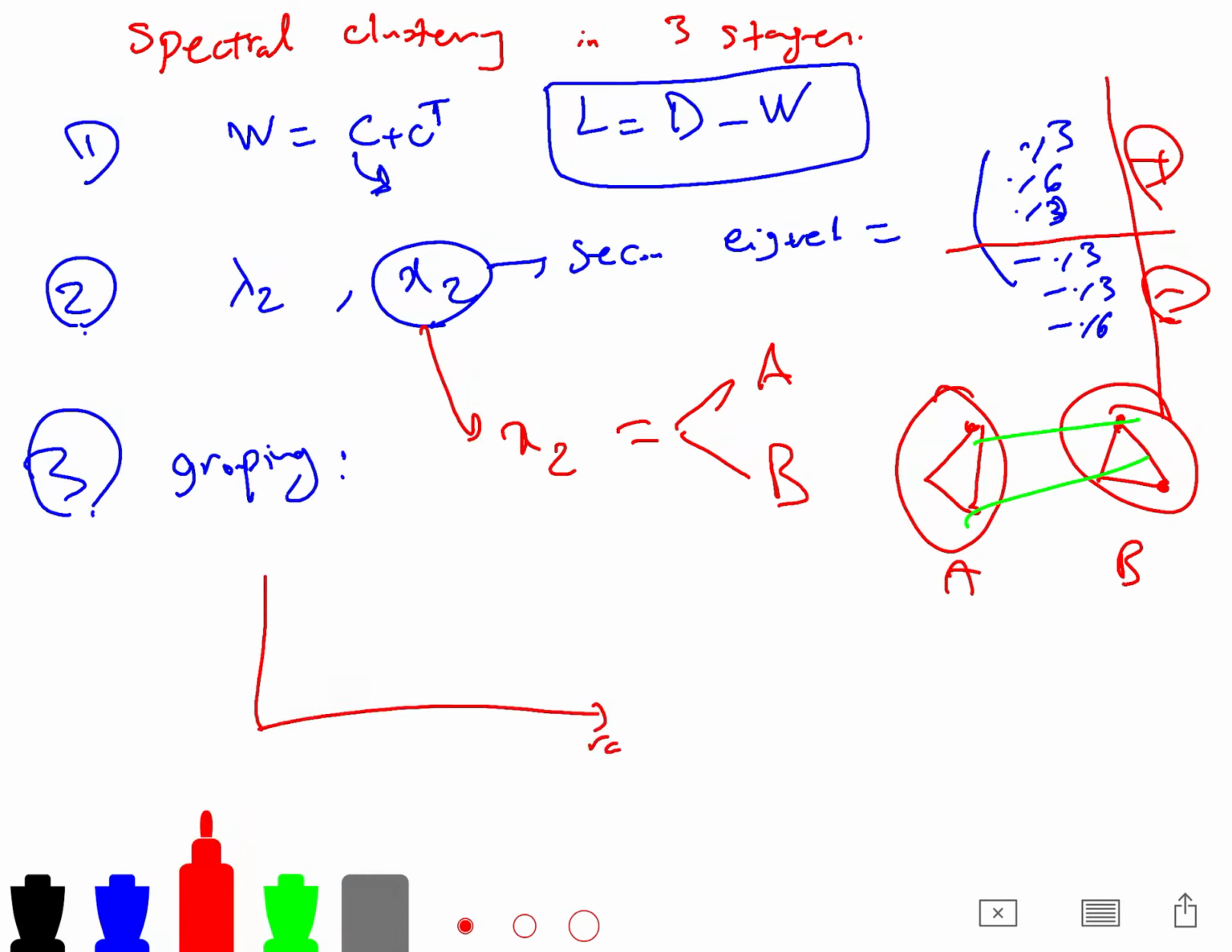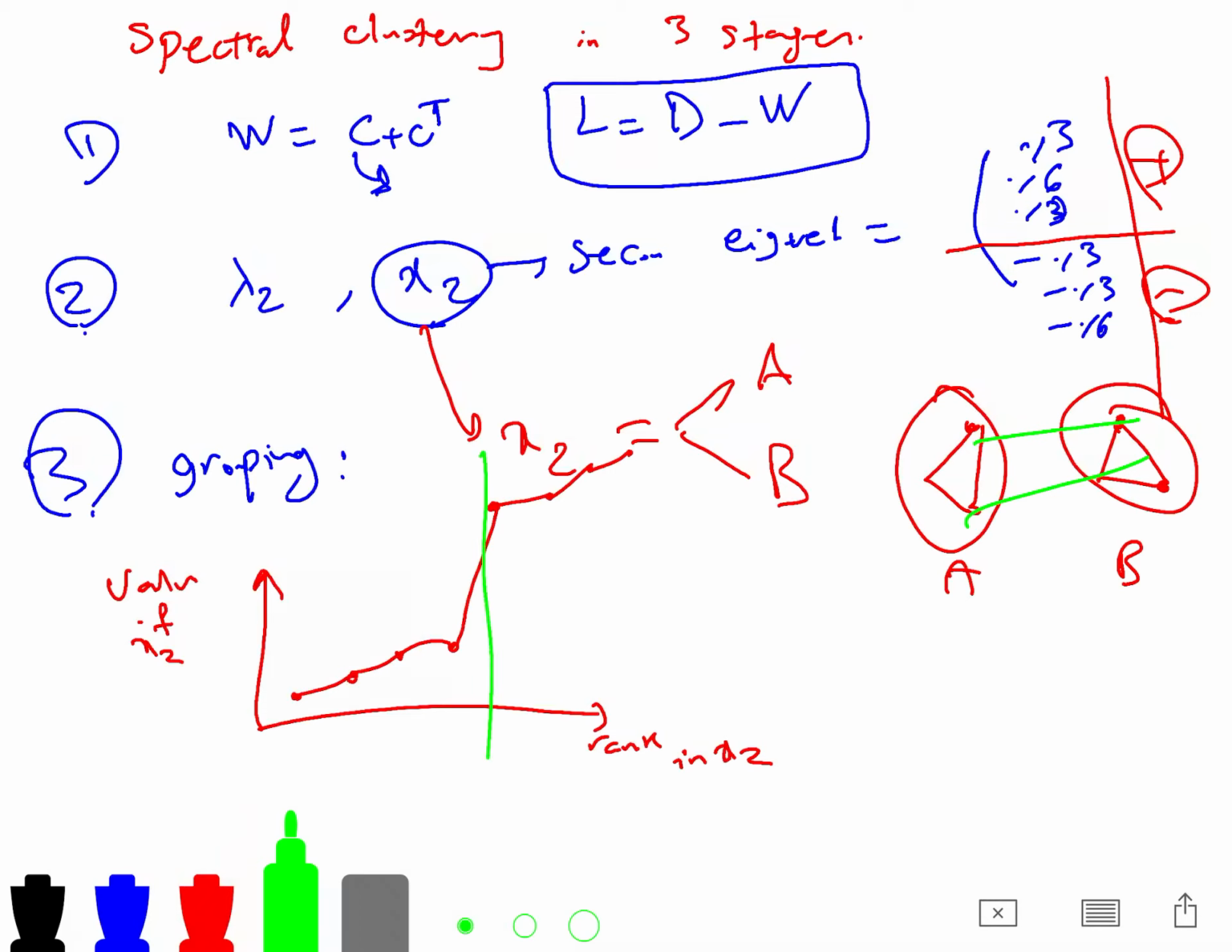And so if you just rank x2 and the values of the entries of this vector, you will see that it becomes like this. And suddenly you have a change in the values of the entries of the second eigenvector. And from this, you can separate them. So knowing the second eigenvalue and eigenvector is enough. And so, in other words, you just separate it by the second eigenvector.